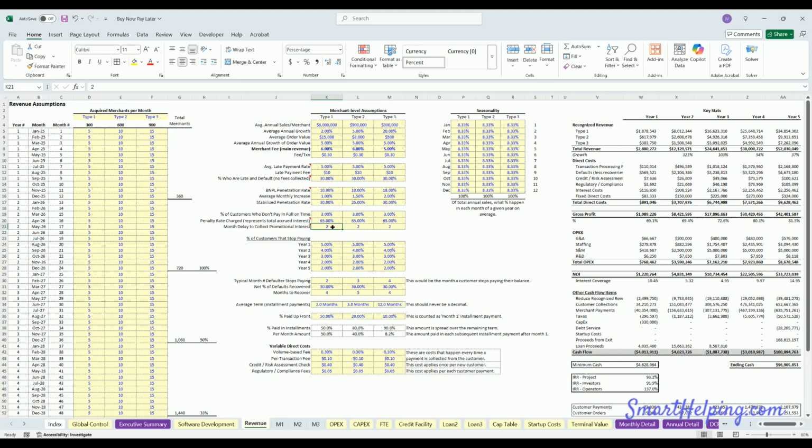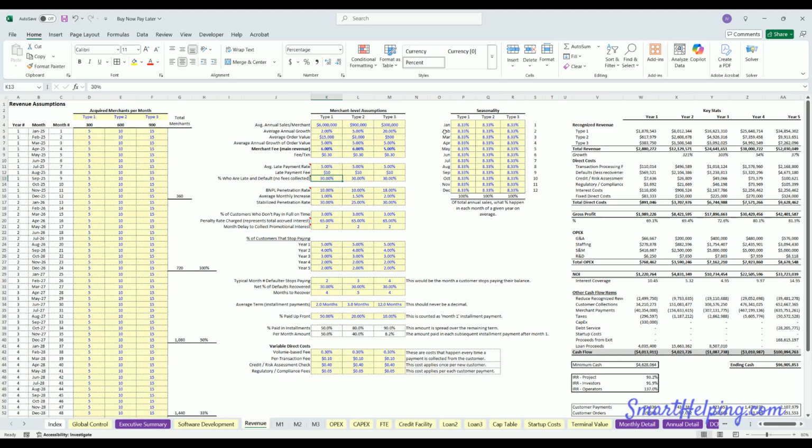We also have a month delay for how long it takes to collect that interest if they are late. So if we go back up here, we kind of talked about this. The other late fees: you've got a late payment rate, so a percentage of all the customer payments that are late, what that fee is for those payments that are late, and then some of those customers might default, meaning they'll never pay, so you don't want to count those as well. So 30% of those, in this case, are not counted.